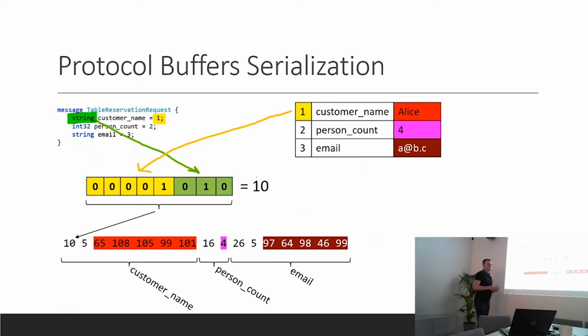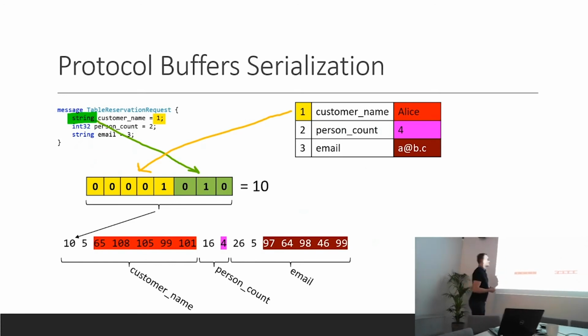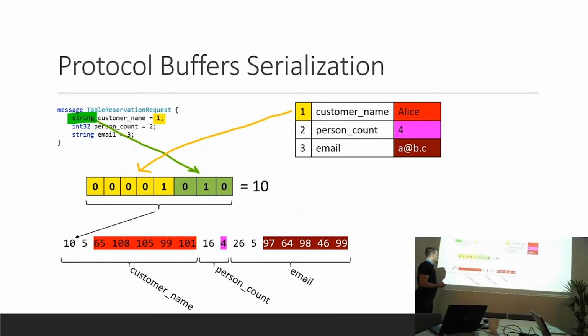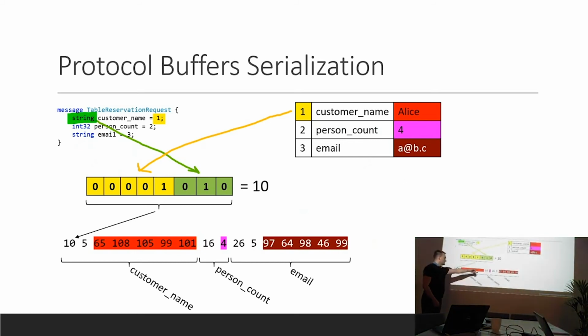And then since it's a string, the deserializer on the other end knows that the first byte that follows after this header is the string length, which is 5 characters, Alice in our case. And there you have Alice. The same goes for other attributes. Then we have the person count, which is number 2, so it would be 0, 0, 0, 1, 0. And the data type for integer is 0, so it should be 16. And then you have number 4 as the value.